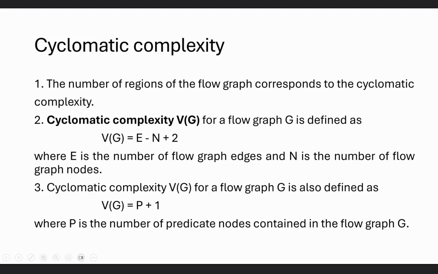The next step is to find the cyclomatic complexity to find the independent paths. The cyclomatic complexity can be calculated in 3 ways. One is the number of regions present in your flow graph. The second way is V(G) = E - N + 2. V(G) represents your cyclomatic complexity, E is the number of edges, and N is the number of nodes. The third way is to add 1 to the number of predicate nodes: V(G) = P + 1, where P represents the predicate nodes. These are the ways to find your cyclomatic complexity.